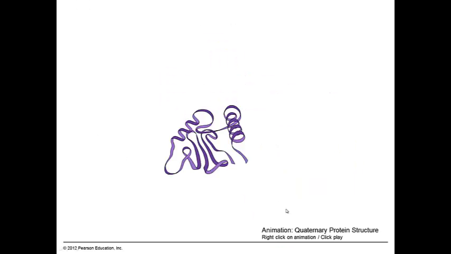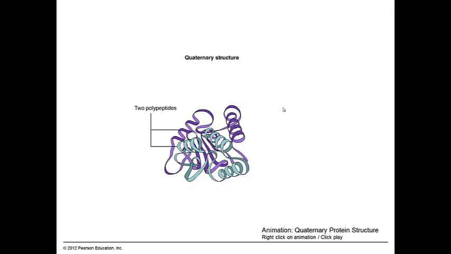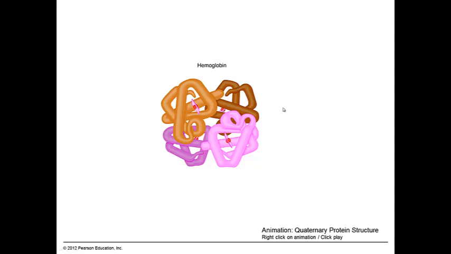Now let's look at the last level of structure, which is the quaternary structure. Some proteins consist of two or more polypeptide chains. The fourth level of protein structure, quaternary structure, results from the combination of two or more polypeptide subunits. Quaternary structure is stabilized by the same sorts of attractions that stabilize tertiary structure.